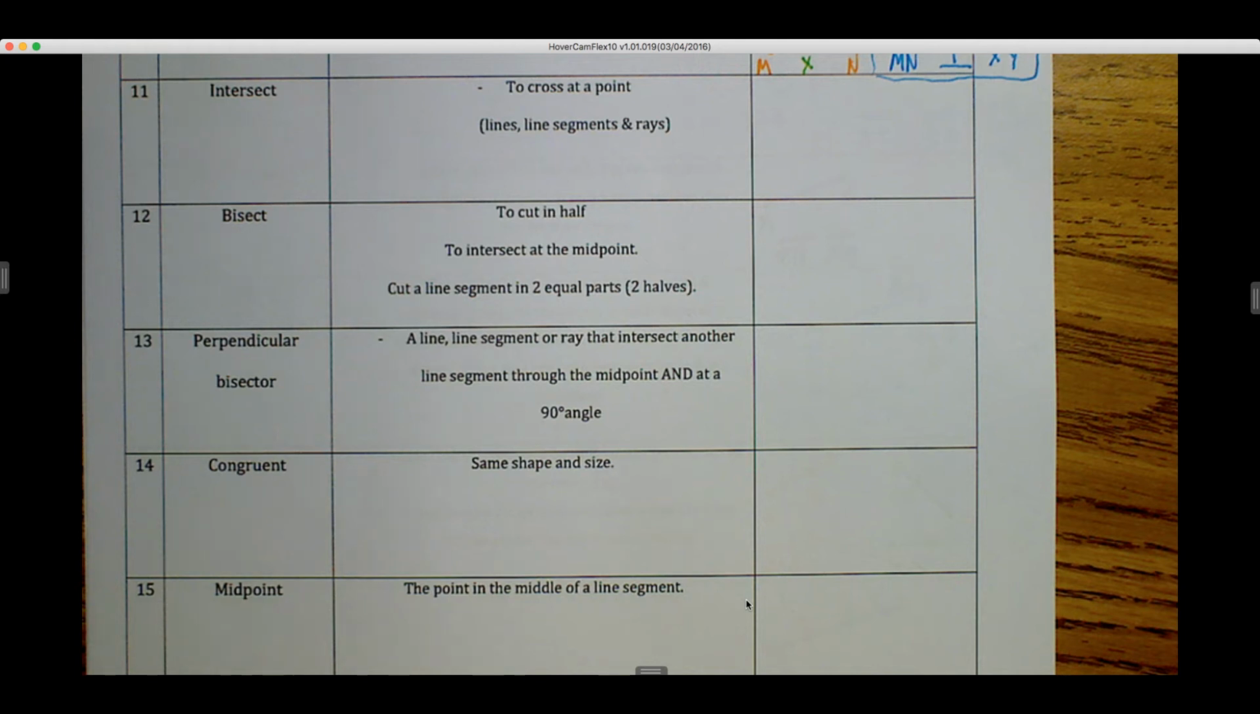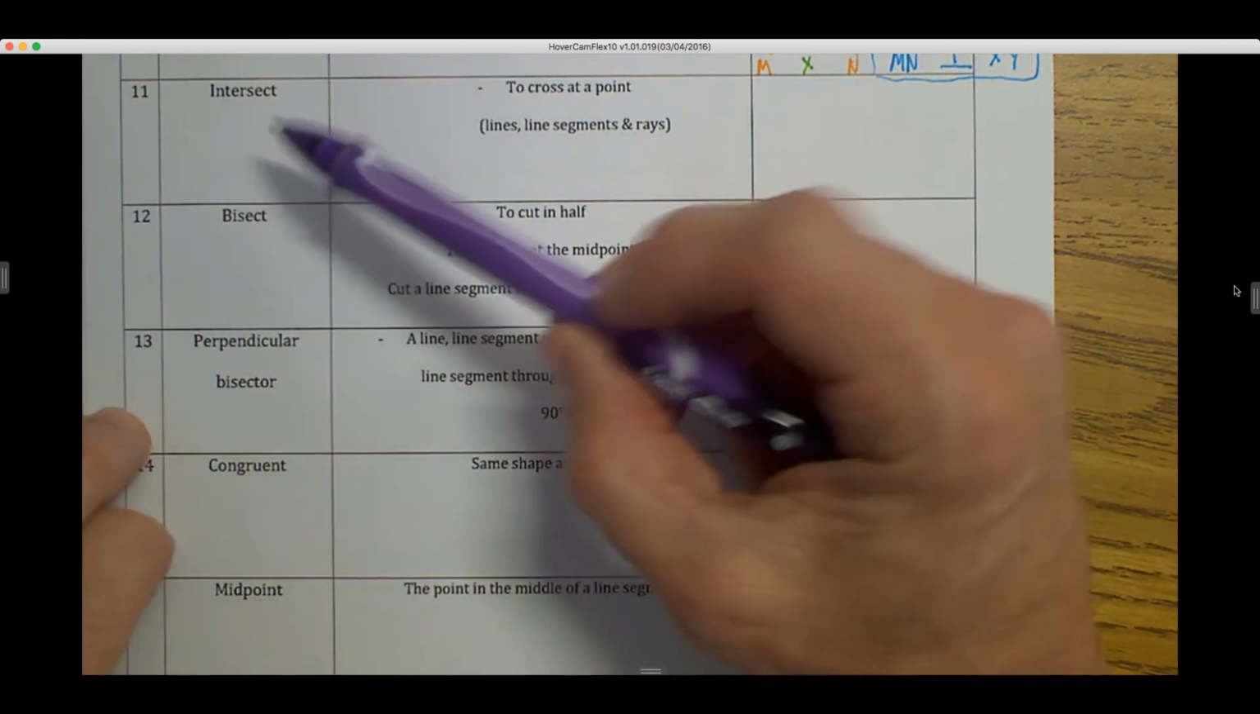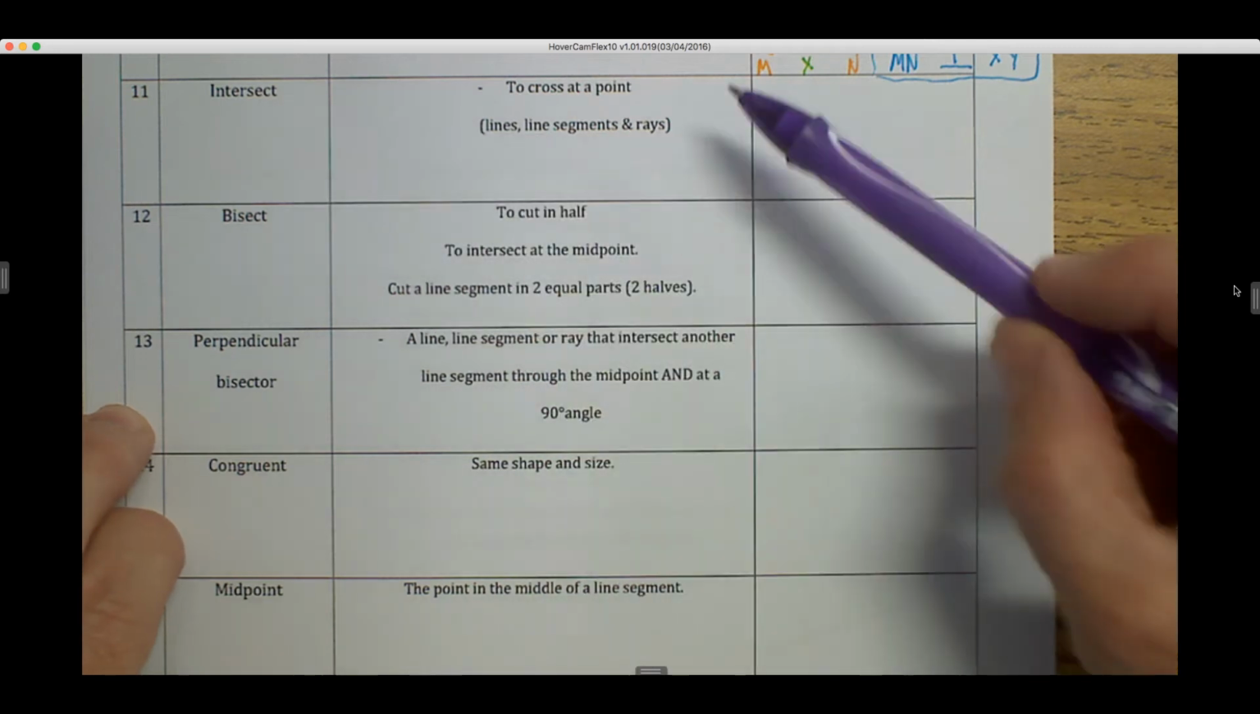All right, and we are back, and we're going to look at the other words on our geometry intro vocab and draw some pictures. We're going to go out of order, and I hope you understand why after we see it. So let's get started. The first word that we are going to start with is intersect. It means to cross at a point.